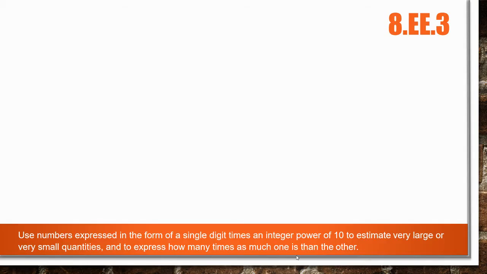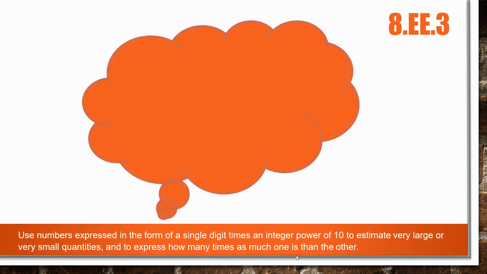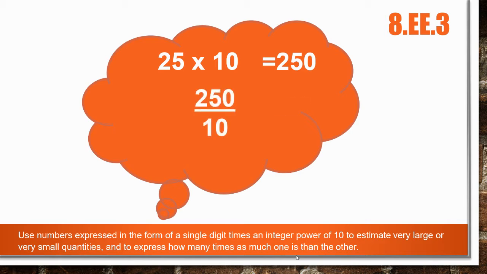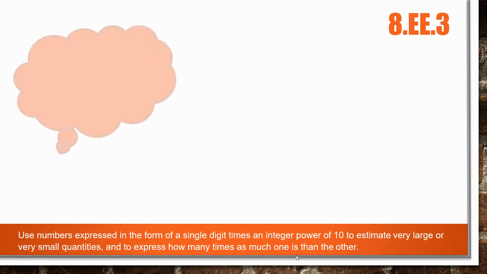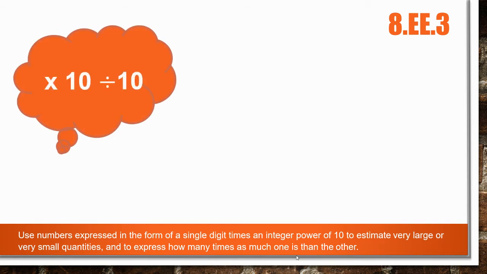We're going to look at 8.EE.3, numbers expressed in the form of a single digit times an integer power of 10. We call that scientific notation. Well, the first thing I want to talk about is what is 25 times 10? 250. Now, 250 divided by 10 is 25. We can see that multiplying by 10 and dividing by 10 are inverses of one another, and it's important that we know that before we get started. I'm going to keep that in a think cloud so that you don't forget.